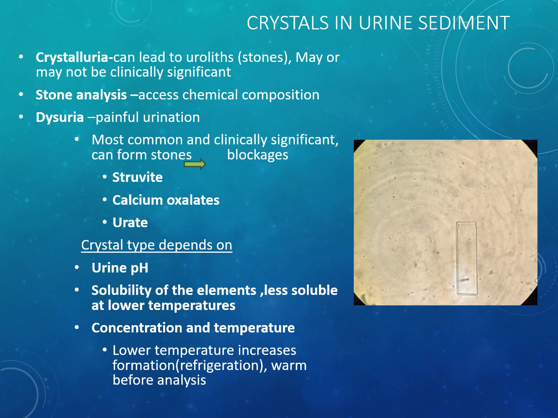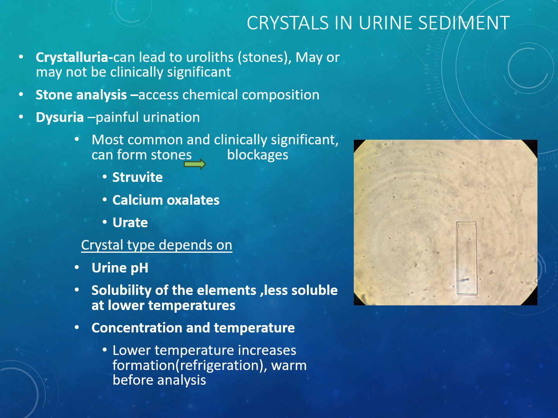Another thing we may see in urine is crystals. When crystals are in the urine, we call it crystalluria. Although most of the time crystals may or may not be clinically significant, they can be due to different human error type things. They can lead to stones, especially certain kinds of crystals can form uroliths or stones in the bladder. They can also lead to blockages where the patient cannot urinate.